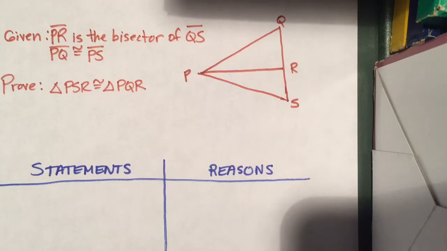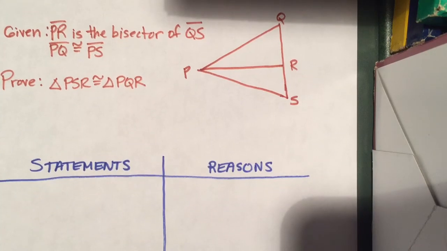So here's our third proof we're going to work on. Now we're going to look at a little bit different vocabulary that we hadn't used in a while, bisector. So let's do our givens first.